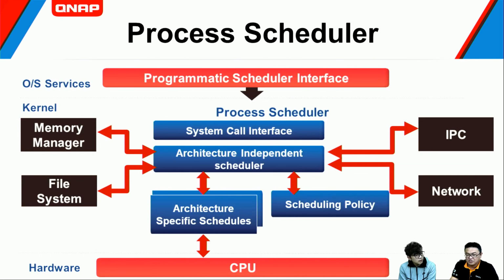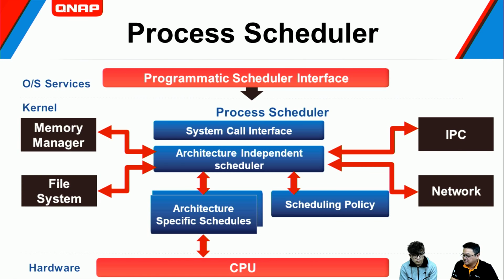I will introduce one of the important modules, called the process scheduler, which handles the CPU. As you see in this graph, there's also a system called the interface to communicate with the OS service. Then in the middle, you can see the scheduling policy, which schedules what kind of task needs to go into the hardware CPU to process. The scheduling policy controls which task is scheduled. Then the architecture-specific scheduler is the specific task which can be processed.